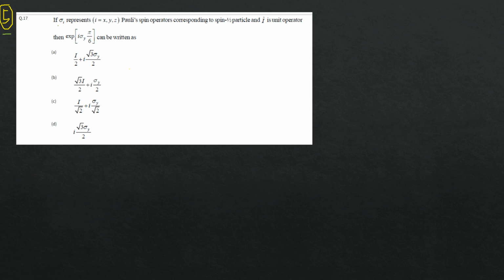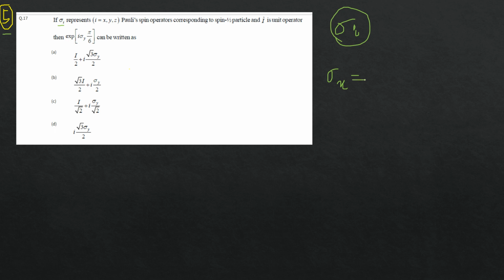Okay, so if sigma i represents the Pauli spin operators corresponding to a spin-half particle, and I is the unit operator, then the exponential of i sigma y pi by 6 can be written as. Sigma i is, as you know, your Pauli matrices, where i is equal to x, y, z. That means sigma x.